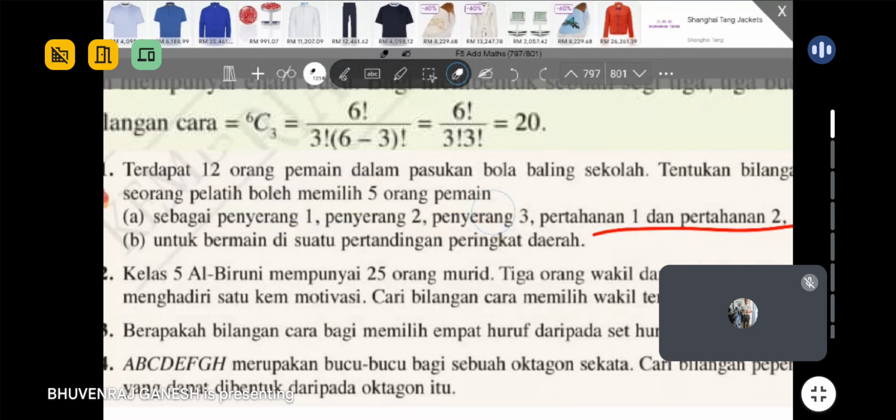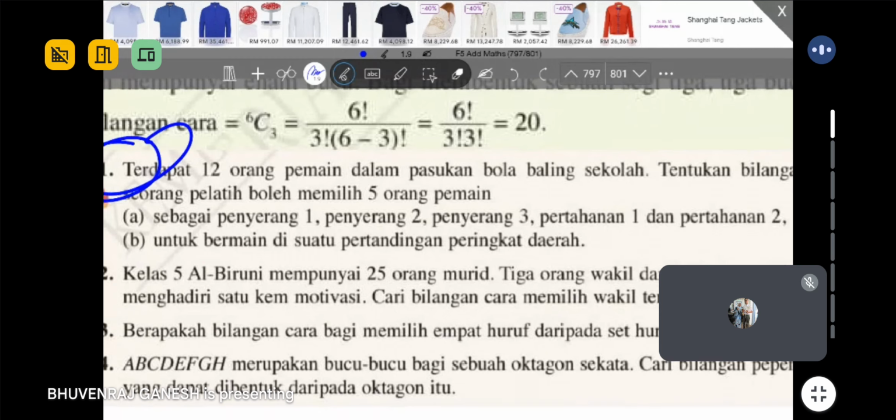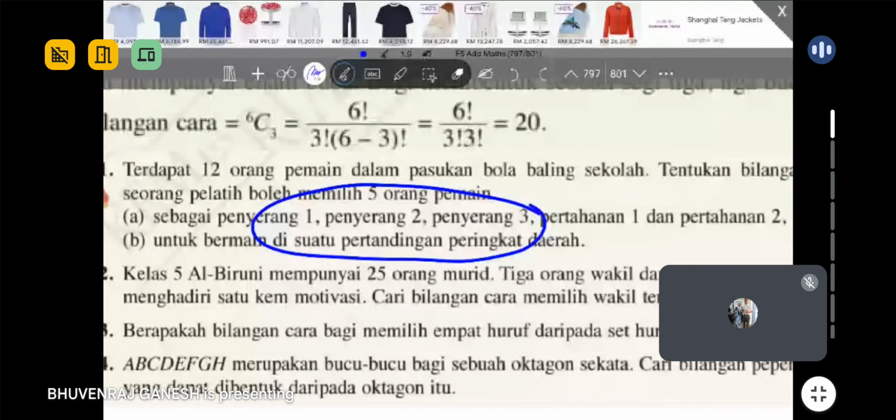Okay, so can anyone tell and see what will be the answer for this one if we're using permutation? I think should be okay, not that difficult. So anyone? Very good. 12p3 times 9p2, correct. Okay, so initially we got 12 orang per main. So 12 is our starting. Okay, so 12 starting, and then you're choosing 3 attacker.